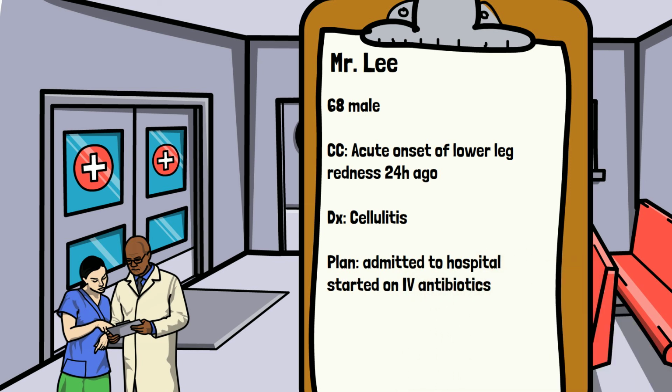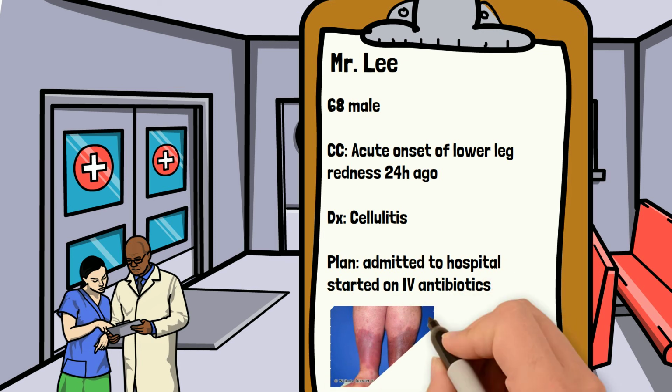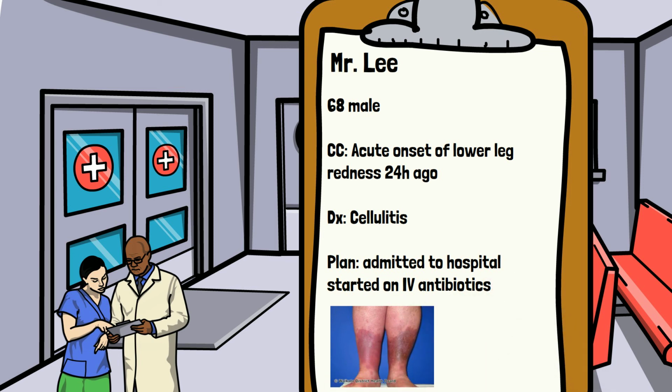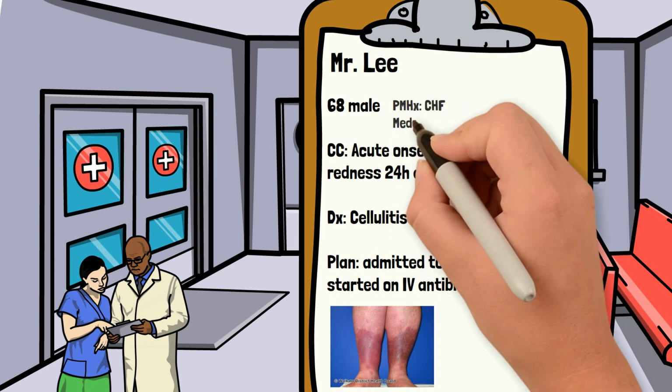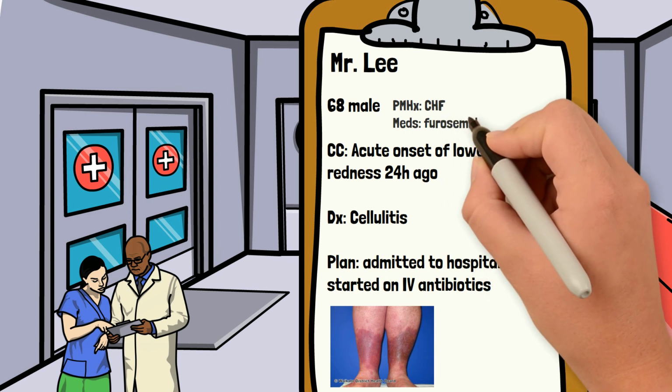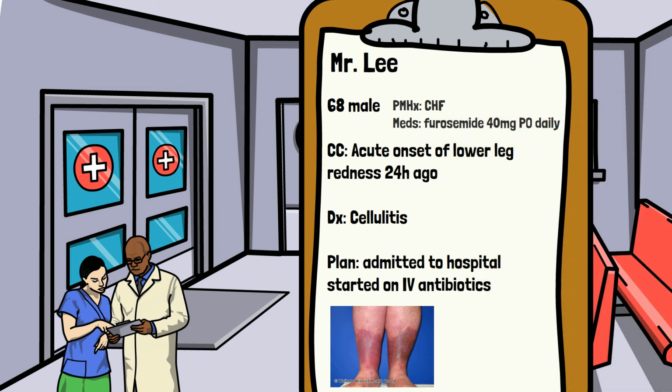Mr. Lee stated that the pressure and tight sensation in his legs began 5 days ago. He also complained of increasing pain and sensitivity to touch prior to coming to the ER. He has a long-standing history of congestive heart failure and takes furosemide 40 mg PO daily.